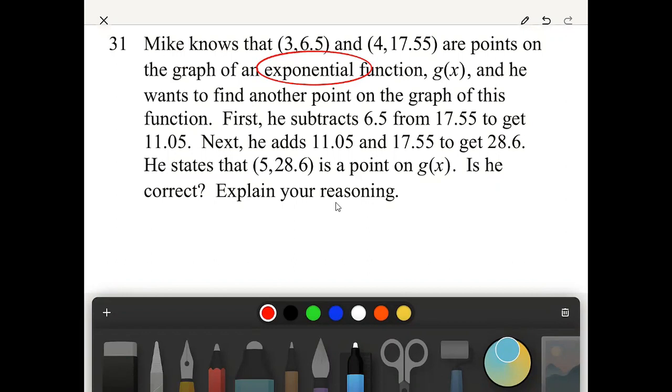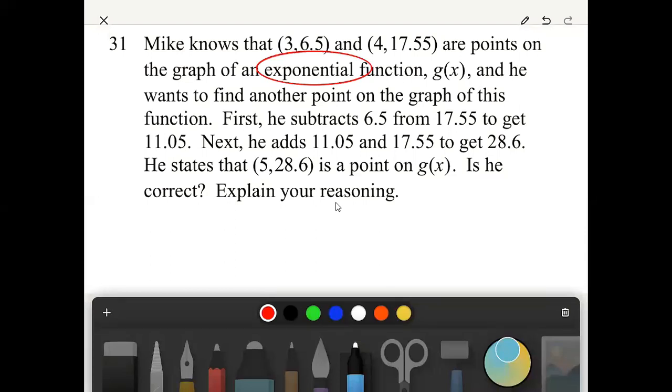It says the first thing he does is that he subtracts 6.5 from 17.55 to get 11.05. And then he said next he adds 11.05 and 17.55 to get 28.6. Then he states that 28.6 is a point on g of x. Is he correct? Explain your reasoning.